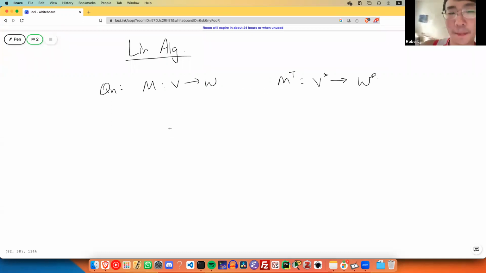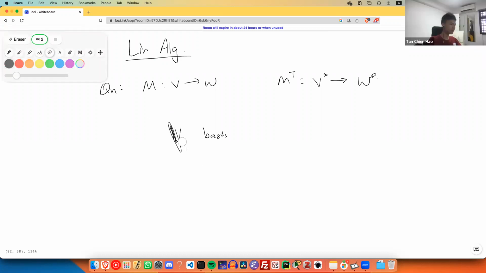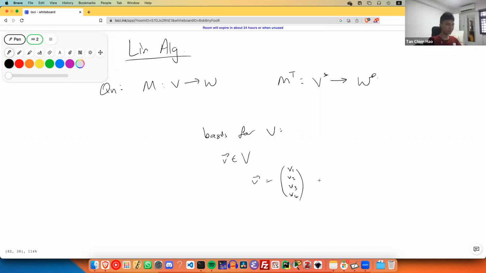So when there's a basis for V, you can express any element of V as a column vector, correct? Well, I don't really think of it as a column vector; if you have a basis, it's just a linear combination. Everything is a linear combination of stuff from the basis. Yeah, I guess so.